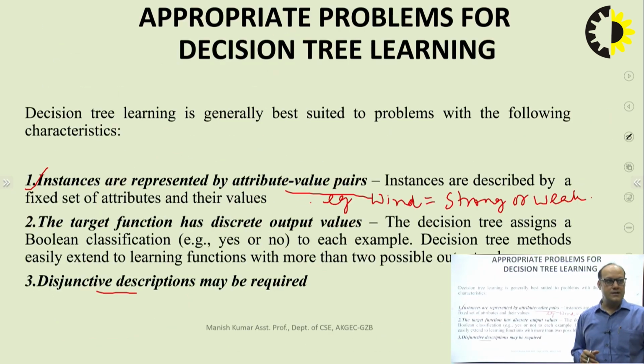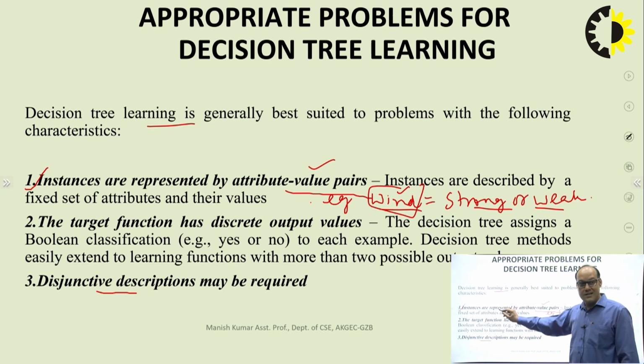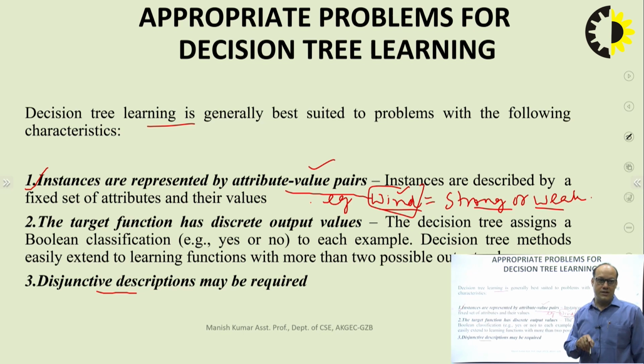Okay, right, students. So when is the decision tree generally best suited, for which type of problems can we use a decision tree? Number one, instances are represented by attribute-value pairs. For example, wind is equal to strong or weak. Wind is an attribute, and there are two values of this attribute, strong and weak. So where the instances are represented by attribute-value pairs, there we can use the decision tree representation.